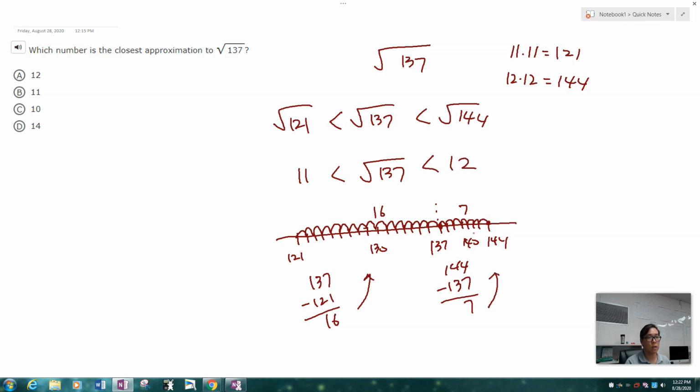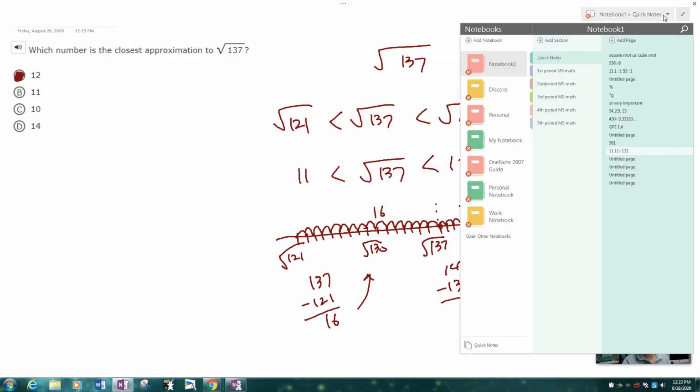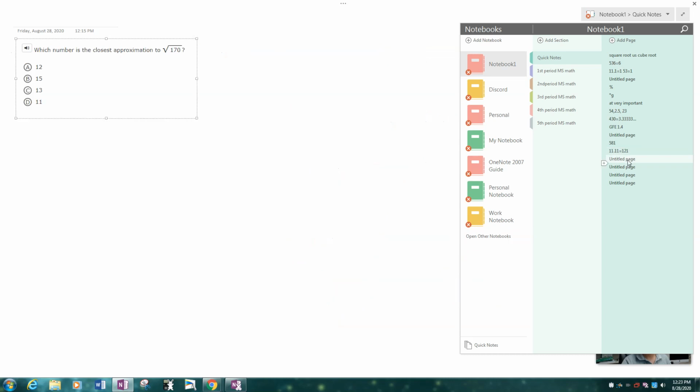So 137 is close to 144, and the square root of 144 was 12. So I'm going to write here the square root of 144, the square root of 140, the square root of 137, the square root of 130, and the square root of 121. And we found out that 137 is actually close to 12. Here we go, moving on to the next question.